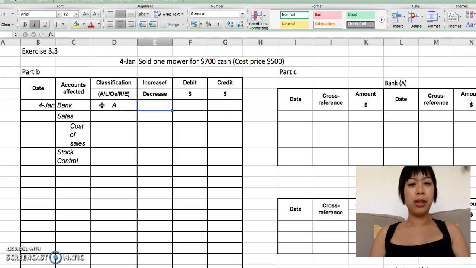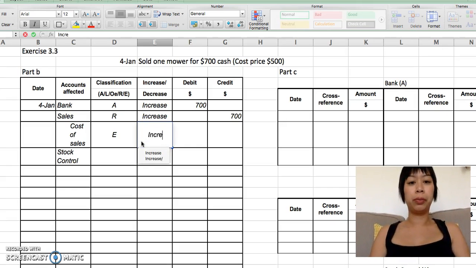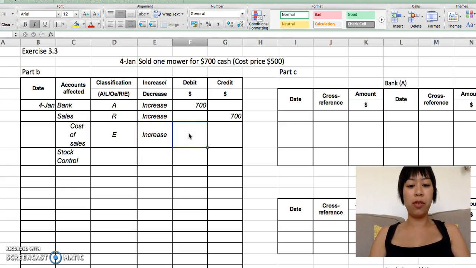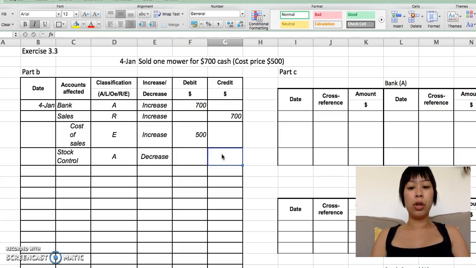Bank is an asset. It will increase because we are making a sale. Debit $700. Sales is a revenue. It increases. Credit $700. Cost of sales, remember, is an expense. It increases at cost price of $500. And stock control is an asset. It decreases. So we credit 500.